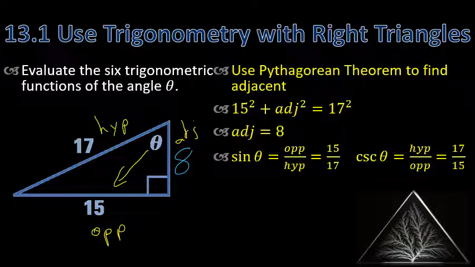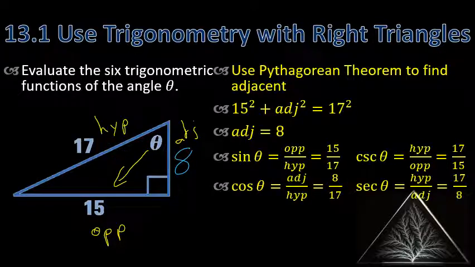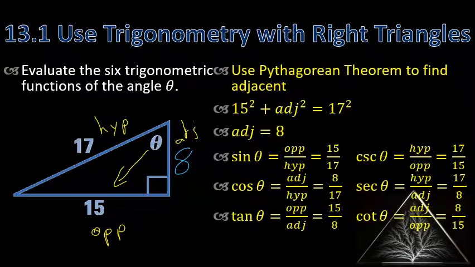Sine is opposite over hypotenuse, so 15 over 17. Cosecant's hypotenuse over opposite, or 17 over 15. Cosine is adjacent over hypotenuse, or 8 over 17. Secant's hypotenuse over adjacent, or 17 over 8. Tangent's opposite over adjacent, or 15 over 8. Cotangent's reciprocal, adjacent over opposite, or 8 over 15.